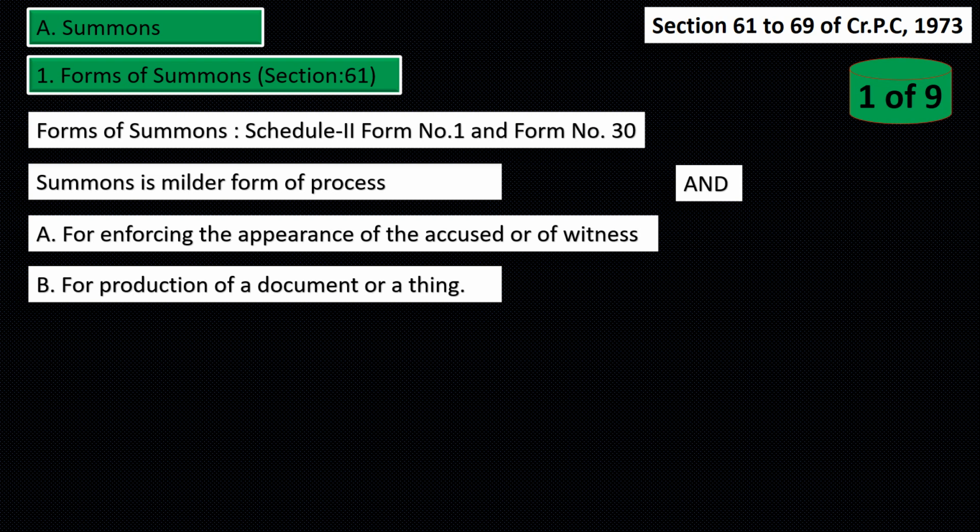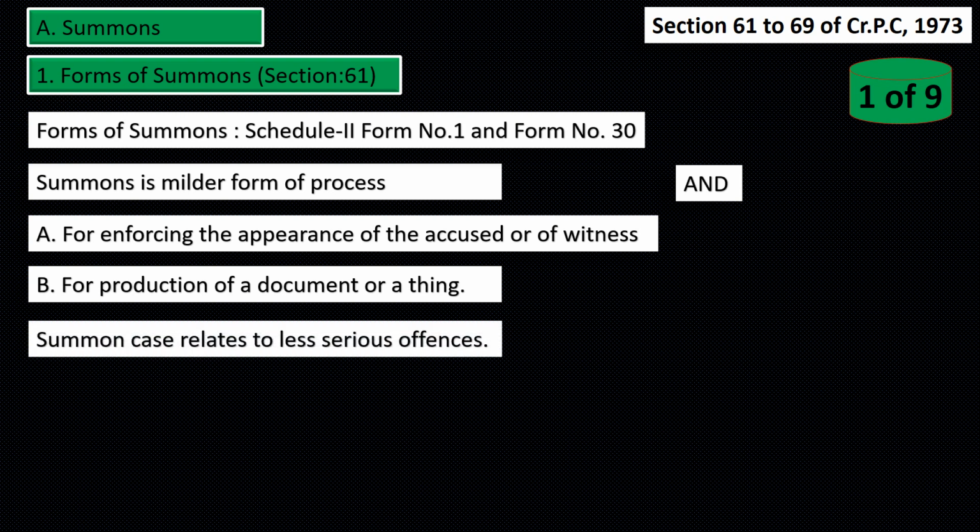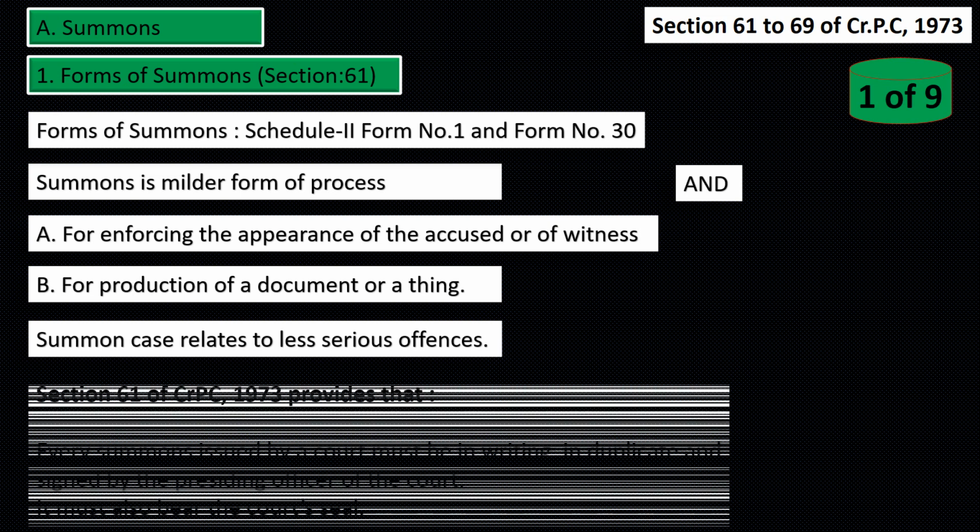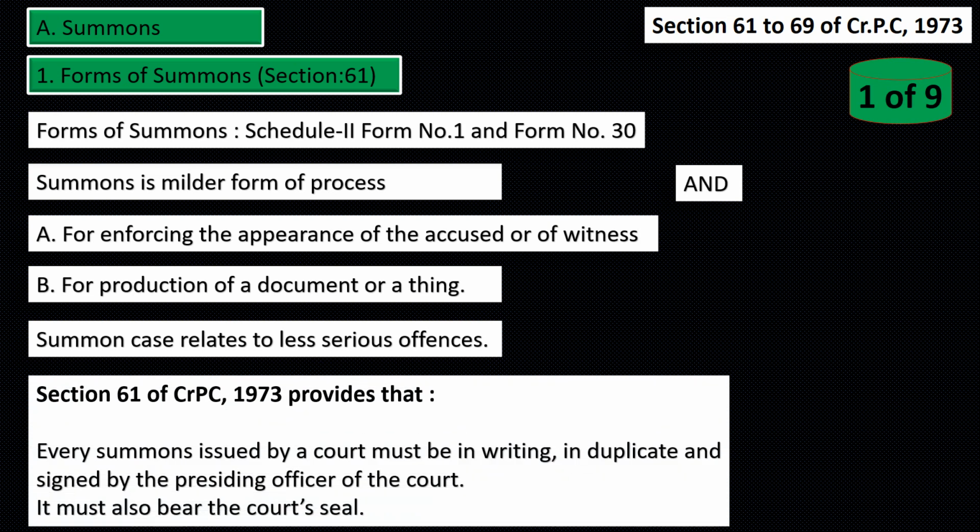The accused or witness may be asked to come and appear in the court, either to produce a document or a thing or to give a statement. Summons cases relate to less serious offences, and as per the provision of section 61 of Cr.PC 1973, every summons issued by a court must be in writing, in duplicate, and signed by the presiding officer of the court. It must also bear the court seal.